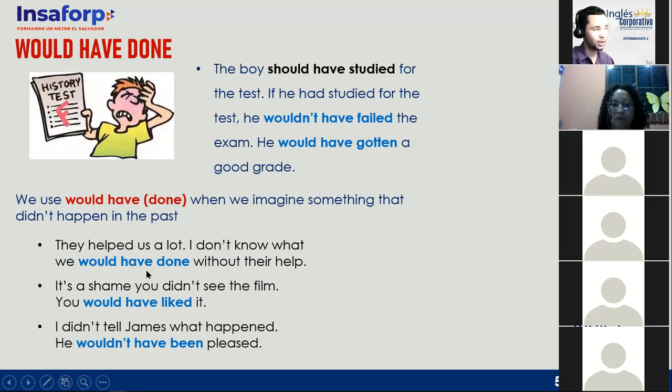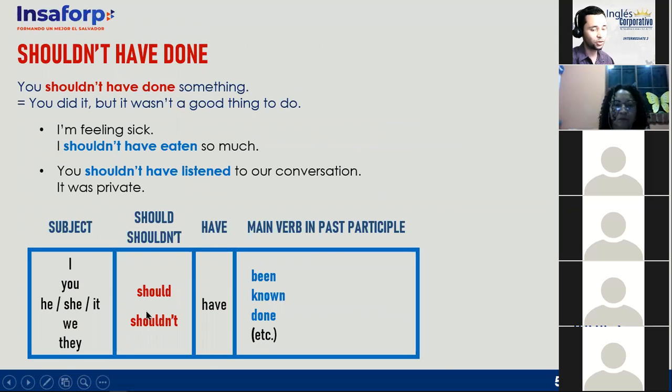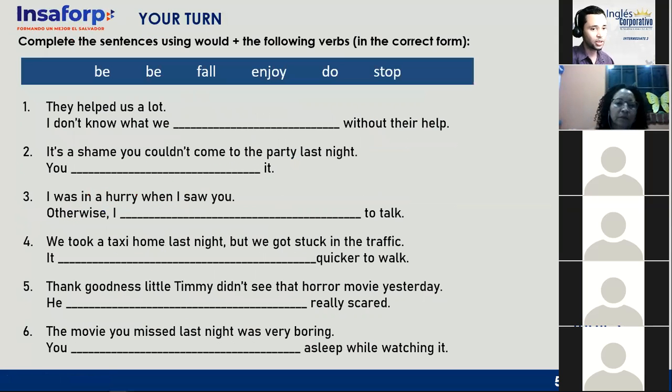La estructura es la misma que con should have done, nada más que en vez de should y shouldn't, va would and wouldn't. De ahí lo demás es lo mismo, y sigue las mismas reglas. So what are we going to do? There is an exercise.